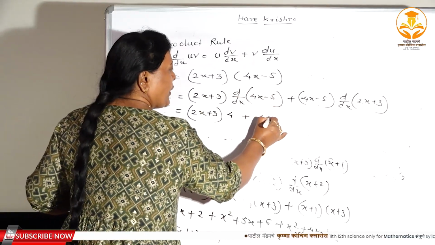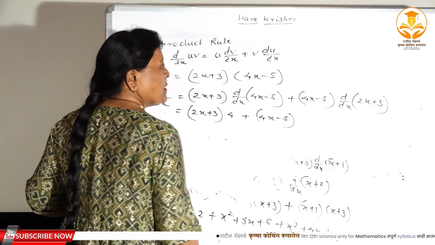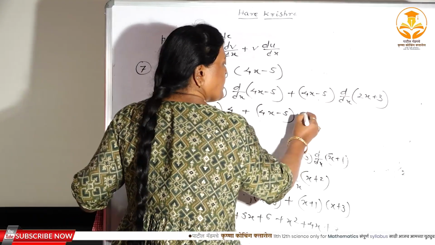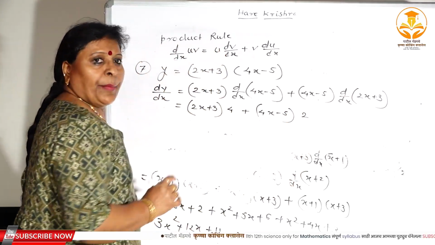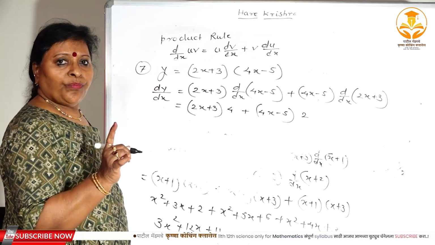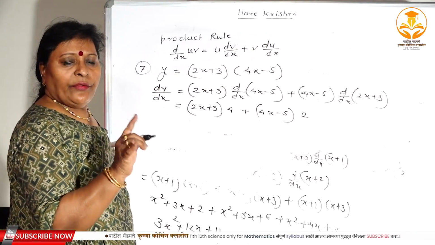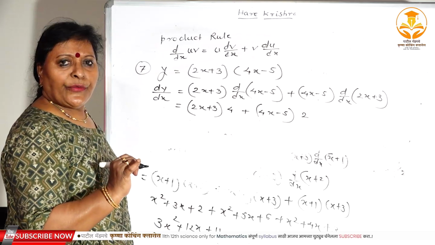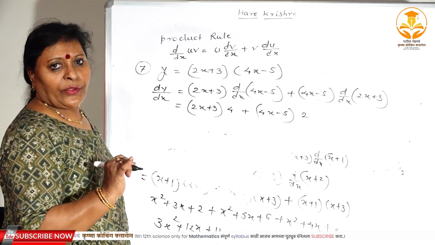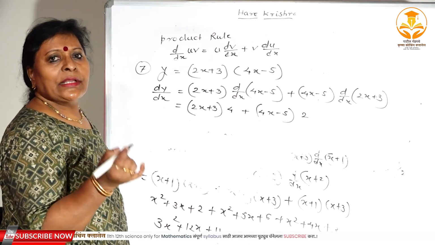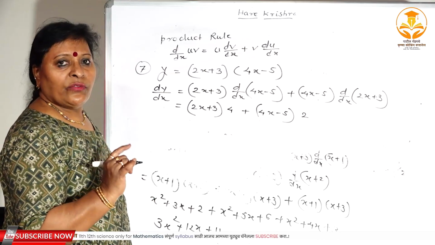Again, 4x minus 5 remains as it is. Again, the derivative of 2x is always equal to 2. Remember, the derivative of x is 1, the derivative of 2x is 2, the derivative of 3x is 3, the derivative of 4x is 4, the derivative of 5x is 5. Because 5 remains as it is, the derivative of x is always equal to 1.